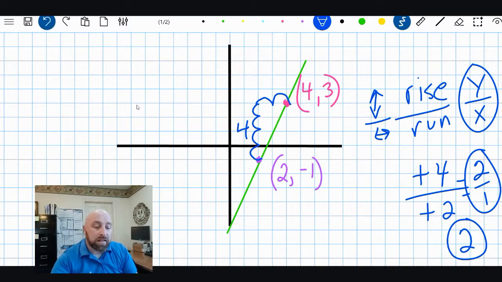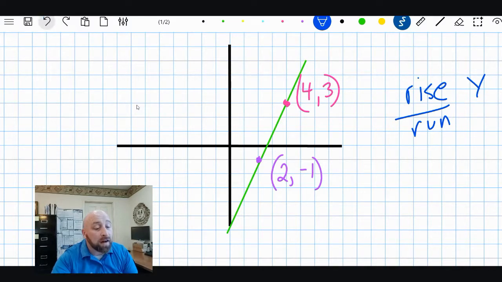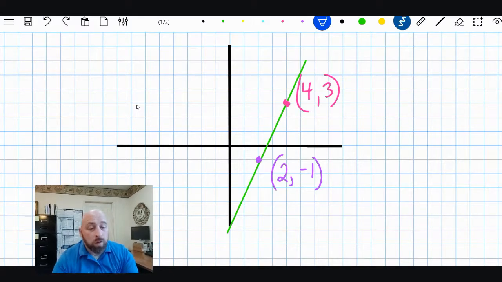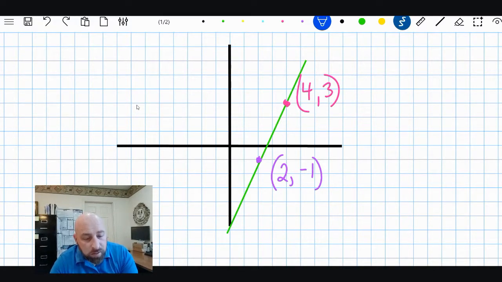Now, I said that I would show you something else, and I want to show you what happens if I start at the other point, and this is going to be interesting, so hopefully you can follow this. What if I start at this point? Now watch. We have the same line, so the slope is not going to change, but I want to show you something that does change. 1, 2. Now, notice which way we went. We went to the left 2 spots.